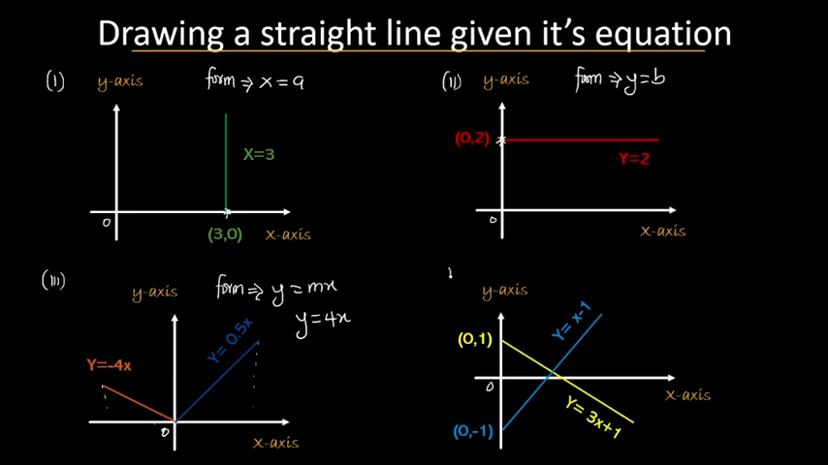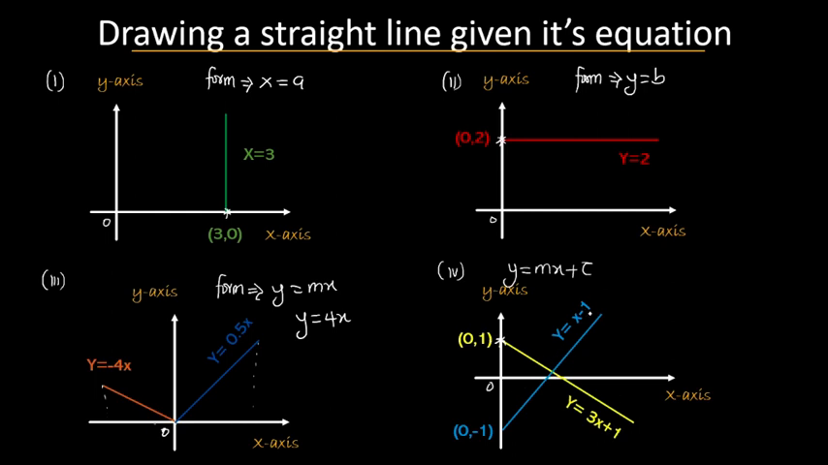Now the last form is where we normally say y is equal to mx plus c. In this form, there is a constant attached to the mx, which is c. That means this line does not pass through the origin, but it cuts the y-axis at a particular number, and that number becomes our constant, c. If you look at the graph at the top, it is cutting the y-axis at 1, so our constant is 1.